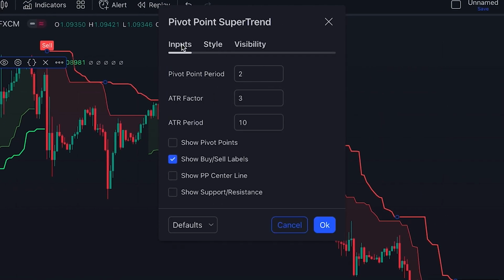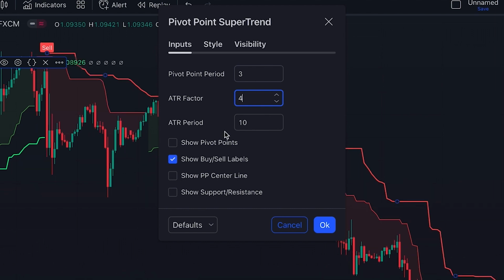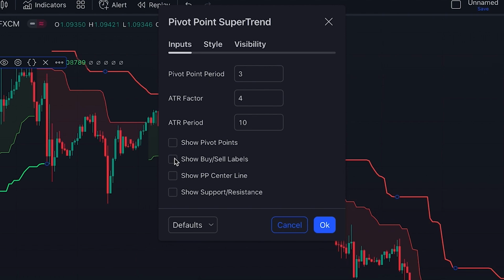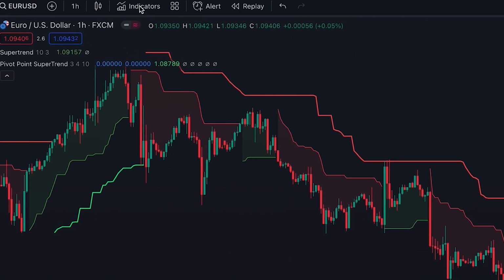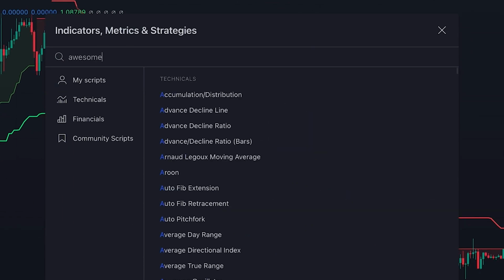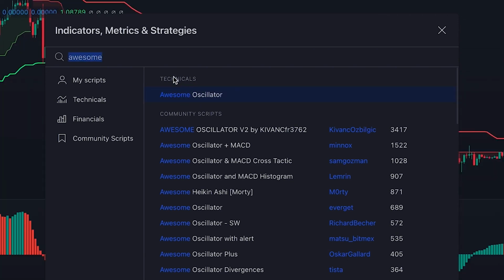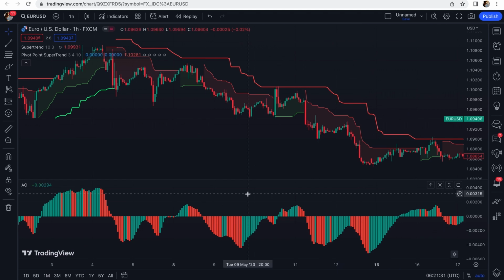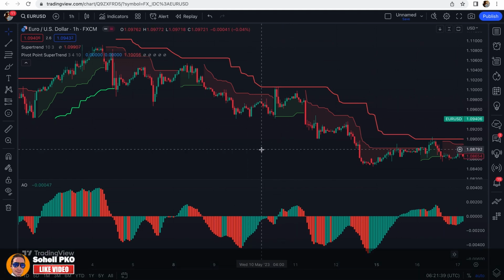Here in the inputs tab, for pivot point period, we set it on 3, and for ATR factor, we set it on 4. For ATR period 10 is fine, and we also remove buy sell signals because we don't need them. And the last indicator that we should add is Awesome Oscillator, which is a built-in indicator on the TradingView platform, and we use it with its default settings. Alright, everything is already set on the chart, and let's see how we trade based on this trading strategy.